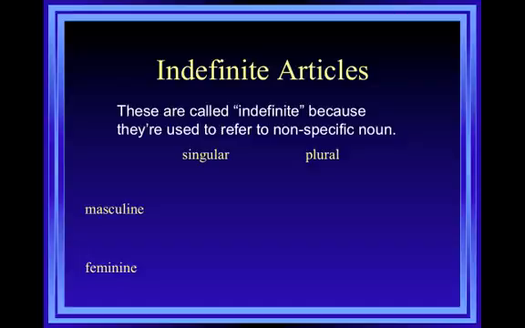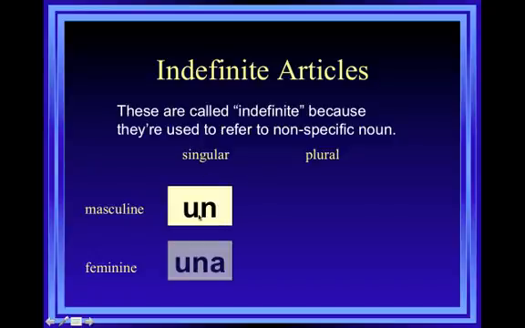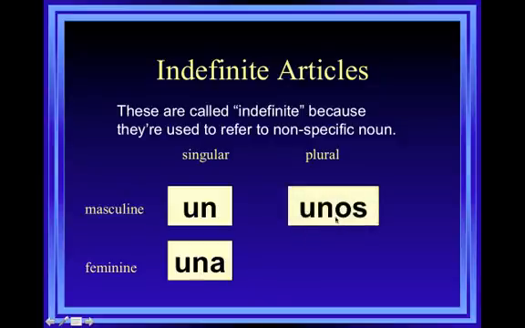And here are the indefinite articles in Spanish. Un is masculine and singular, so it goes with masculine and singular nouns. Una is feminine and singular. Unos is masculine and plural, and unas is feminine and plural.